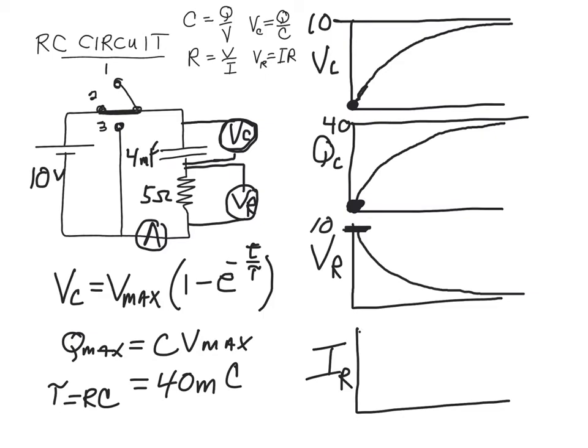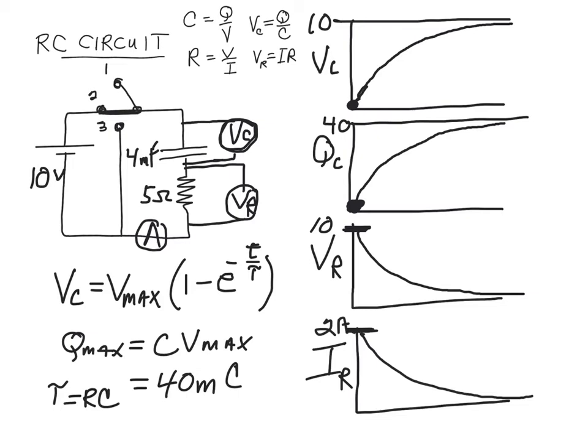And the current is going to start at some maximum value. And so how do we get the maximum value of the current? We simply use this equation. Current will be the voltage divided by the resistance. So do it, 10 volts divided by 5 ohms. So this is going to start at 2 amps. And in the same manner, at the same rate, it's going to decay to 0. So this is what you want to be able to do on the exam when I ask you to graph this behavior.